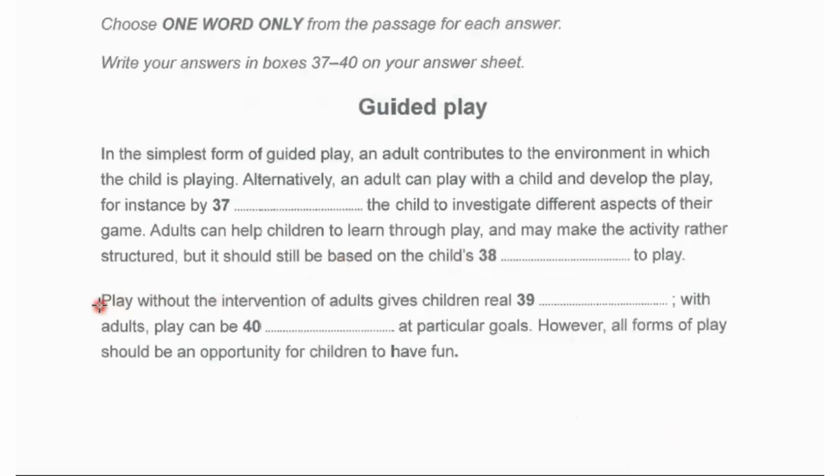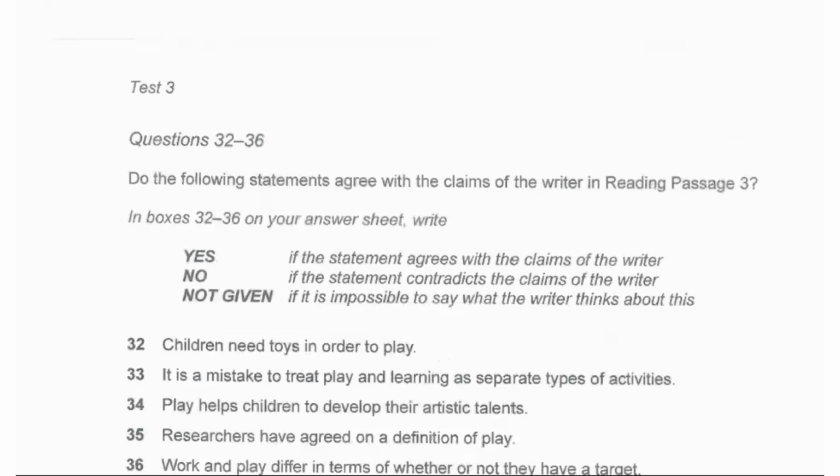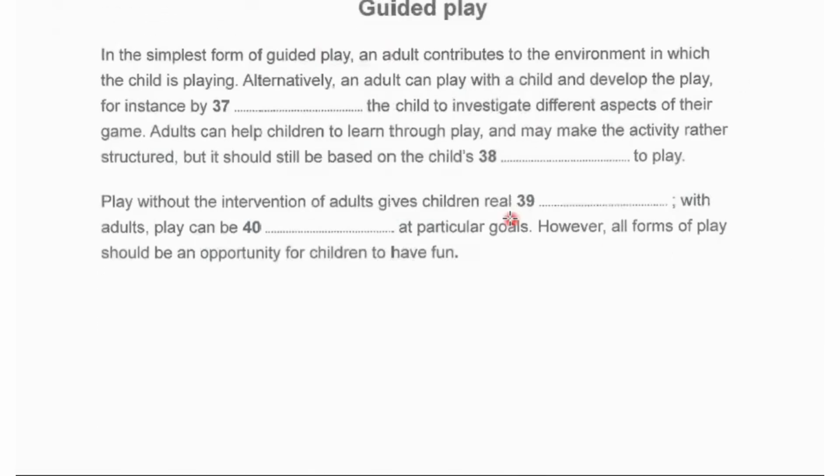Number 39, play without the intervention of adults gives children real dash. All right, so next paragraph. Both free and guided play are essential elements in a child-centered approach to playful learning. Intrinsically motivated free play. This is what they call, what's it called? Without the intervention of adults, intrinsically motivated, it provides the child with true autonomy. Autonomy, that's our word. Play without the intervention of adults gives children real autonomy. Number 39 is autonomy.